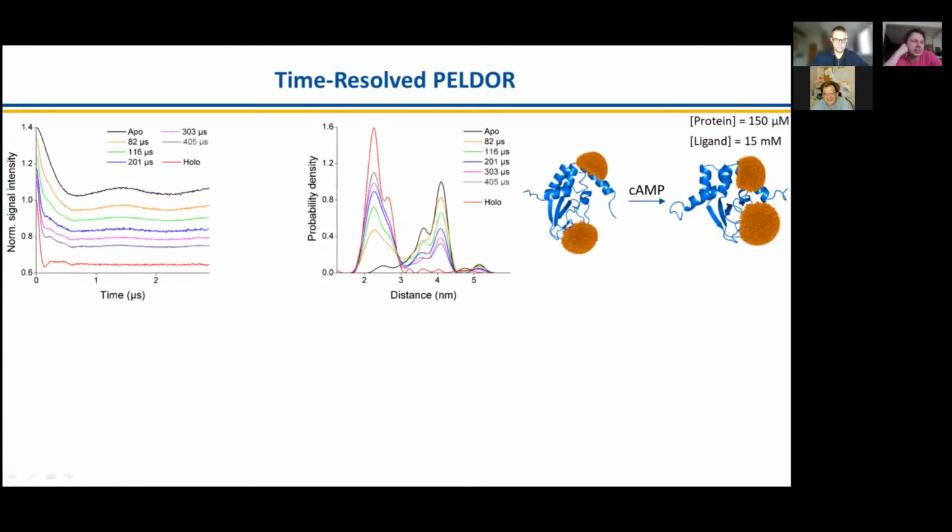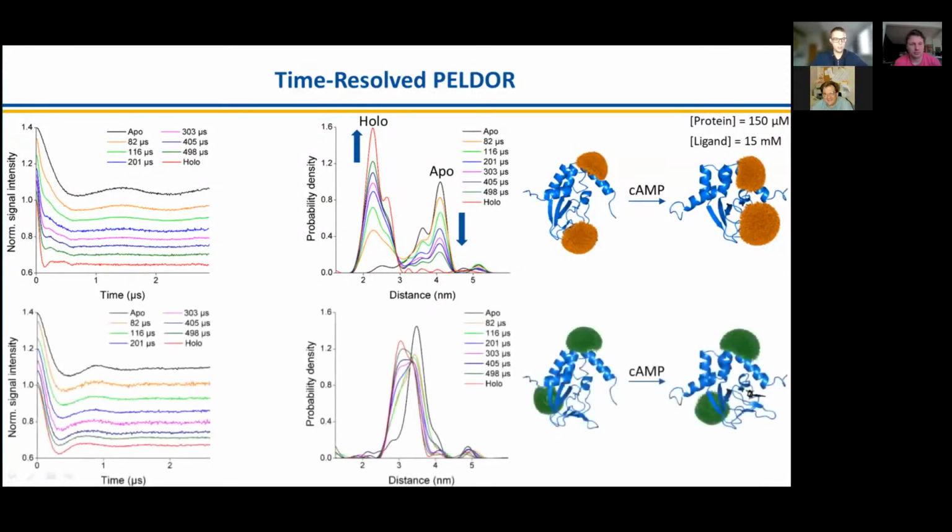What we can clearly see is that the longer we let it react, the lower the apo peak, so this one over here is, and the greater the holo peak, so this one over here is. So we see a change in the population of the apo state and the holo state. So a gradual decrease of the apo population and an increase of the holo population. We also prepared MHQ PELDOR samples for the second construct. And here the picture is basically the same, even though it is a bit more difficult to see, but we see a gradual decrease of the apo state and a concomitant increase of the holo state.